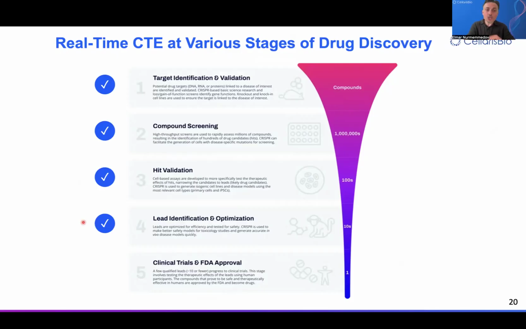And finally, you could in the future use the microtag system during clinical trials. You could detect the level of cell target engagement from clinical samples to really inform the therapeutic and the clinical benefit of your drug discovery programs.